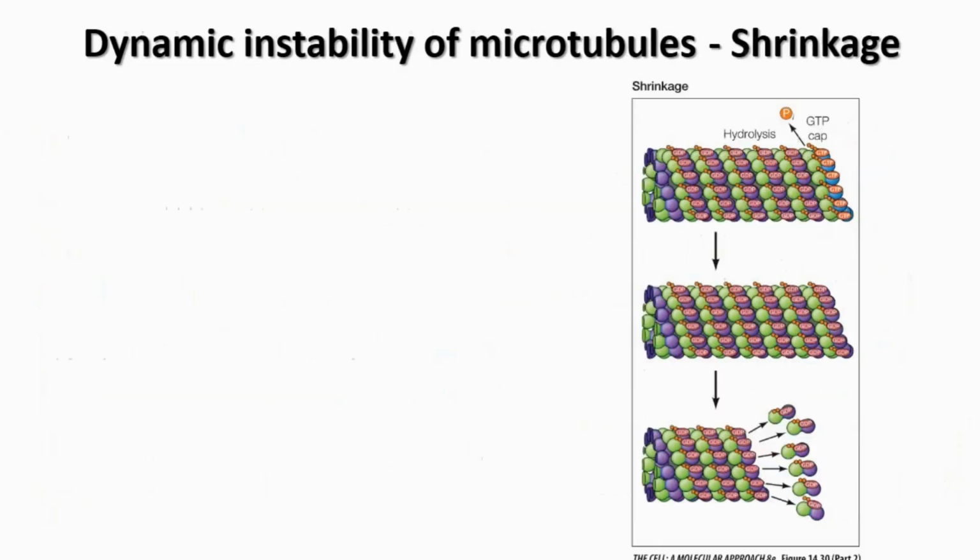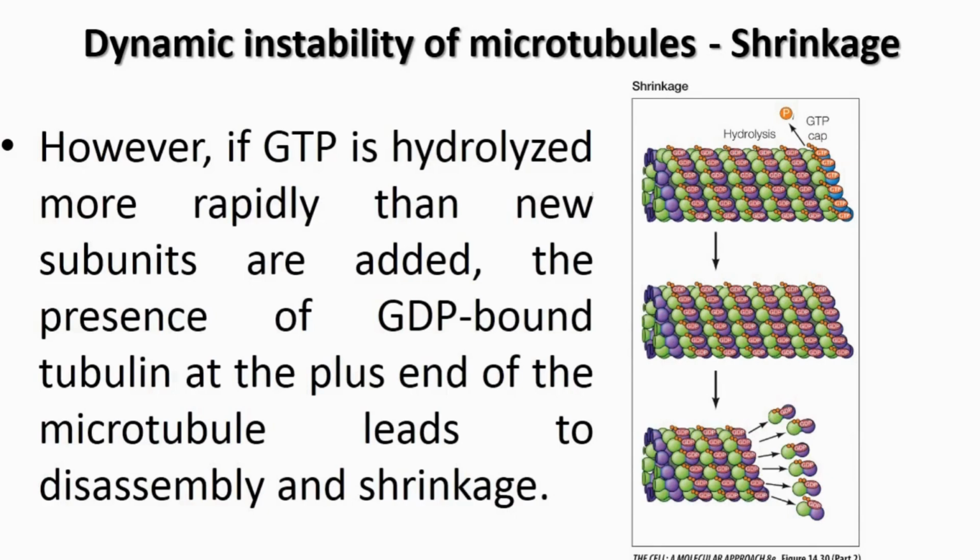However, if GTP is hydrolyzed more rapidly than new subunits are added, the presence of GDP bound tubulin at the plus ends of the microtubule leads to disassembly or shrinkage. So what is disassembly or shrinkage? If GTP is hydrolyzed more rapidly than new subunits are added, even before the next subunit is added, it becomes hydrolyzed.